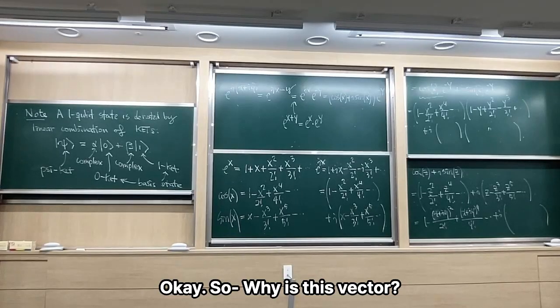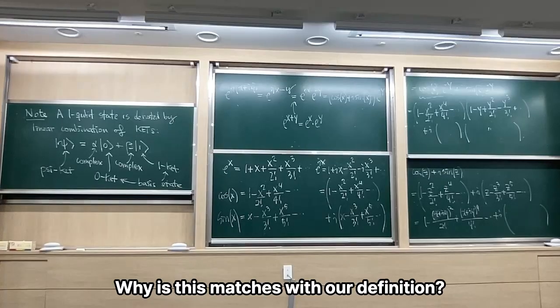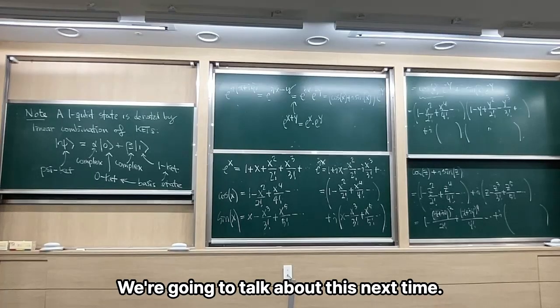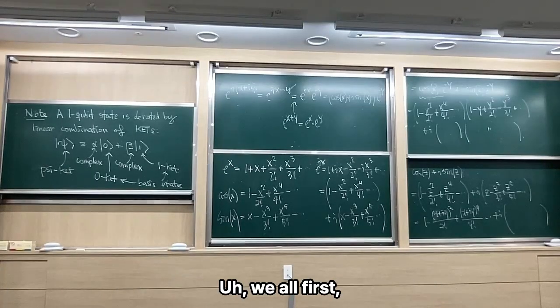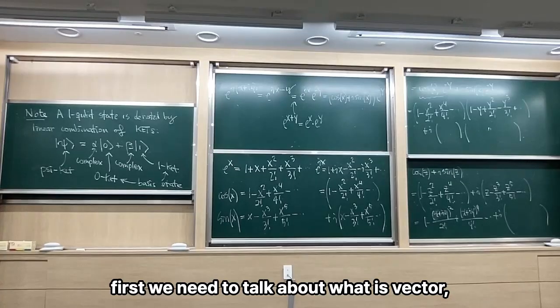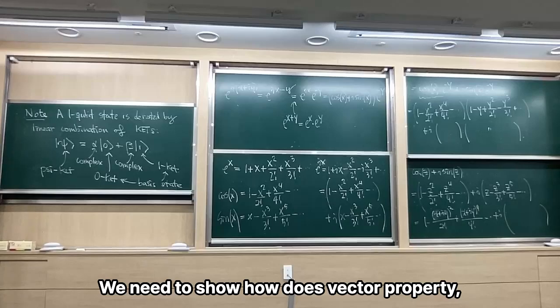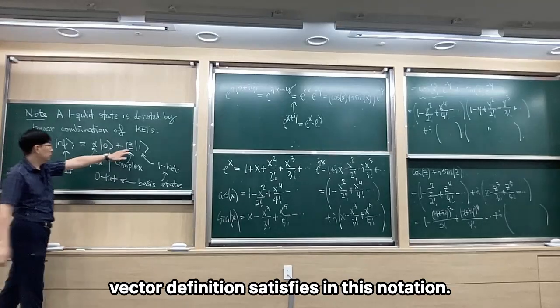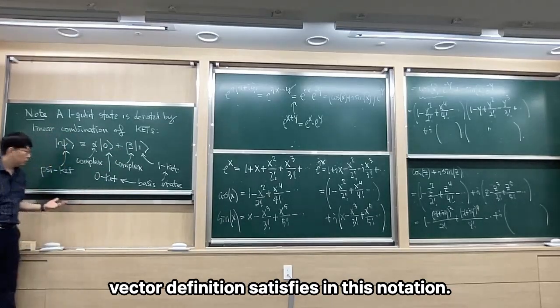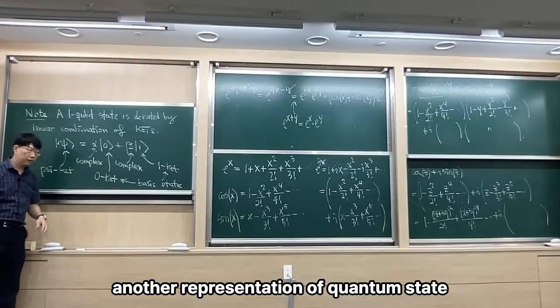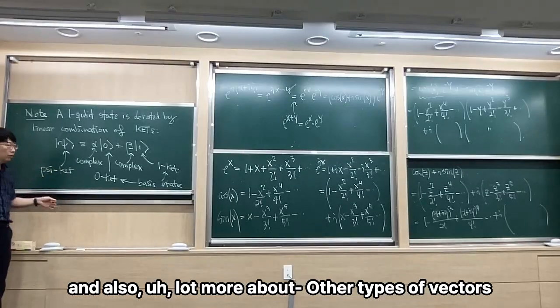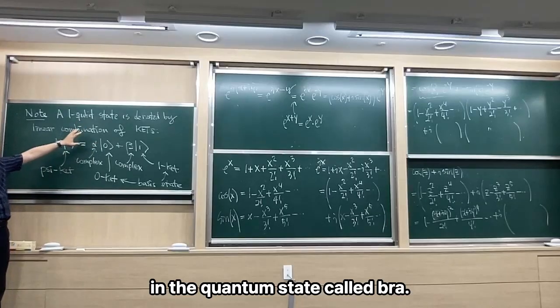So why is this a vector? Why does this match our definition? We're going to talk about this next time. First, we need to talk about what a vector is. Because we define the one qubit state as a vector, we need to show how the vector definition is satisfied in this notation. And we're also going to introduce another representation of quantum states, and a lot more about other types of vectors in quantum states, called bra.